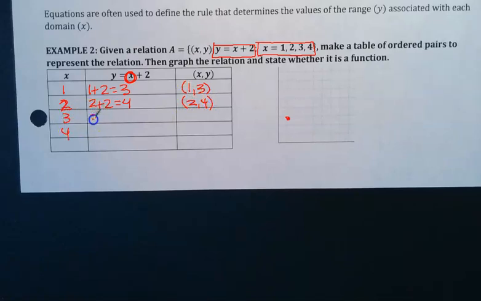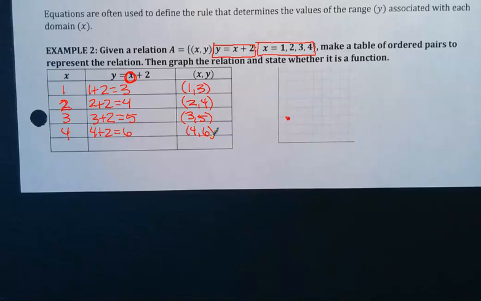Next, I plug in a 3. What's my equation? 3 plus 2, which equals 5. So what's my ordered pair? 3, 5. And my last number is 4. So what's my equation? 4 plus 2 equals 6, which would be 4, 6.